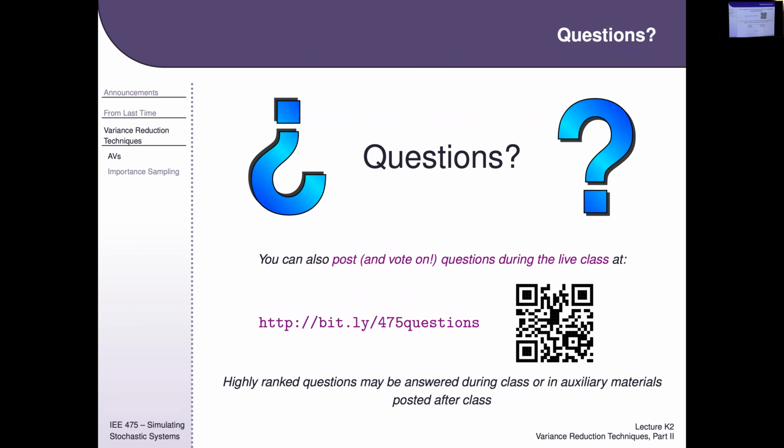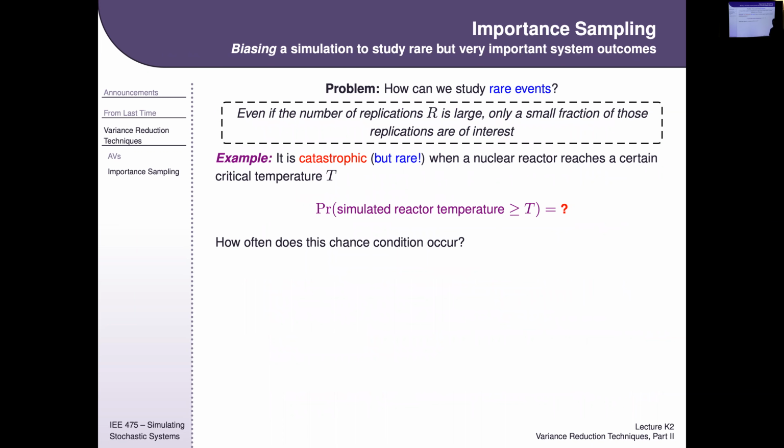All right, so the last VRT that we want you to see in 475 is importance sampling. This is something that you really can only do in simulation. There's really no analog in the real world. Kind of like antithetic variates, but this is even weirder.